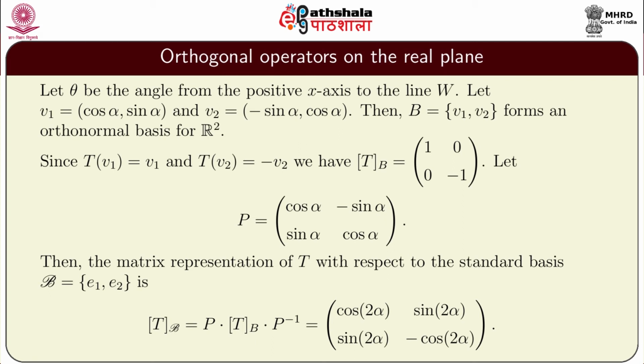Let us understand the matrix representation for the reflection operator. Let theta be the angle from the positive x axis to the line W, and let V1 denote cosine alpha, sine alpha and V2 denote minus sine alpha, cosine alpha. Then this set B consisting of V1, V2 forms an orthonormal basis for R2. And since T of V1 is V1 and T of V2 is minus V2, we have the matrix representation of T with respect to this basis B as this 2 cross 2 matrix whose first row is 1, 0 and the second row is 0, minus 1.